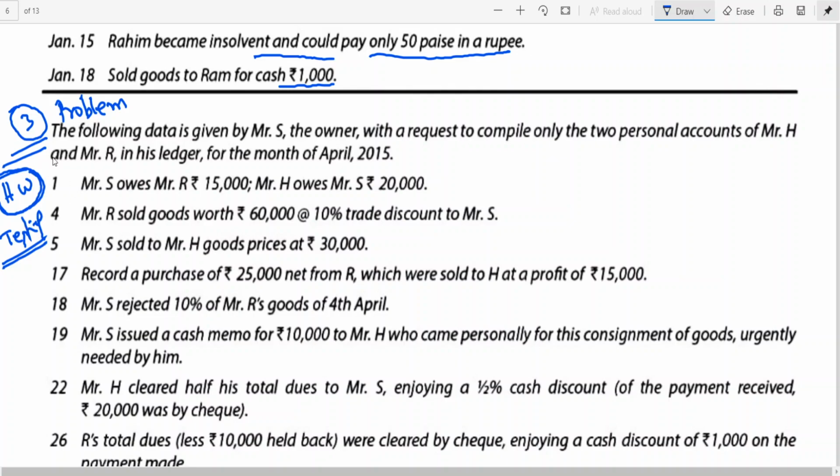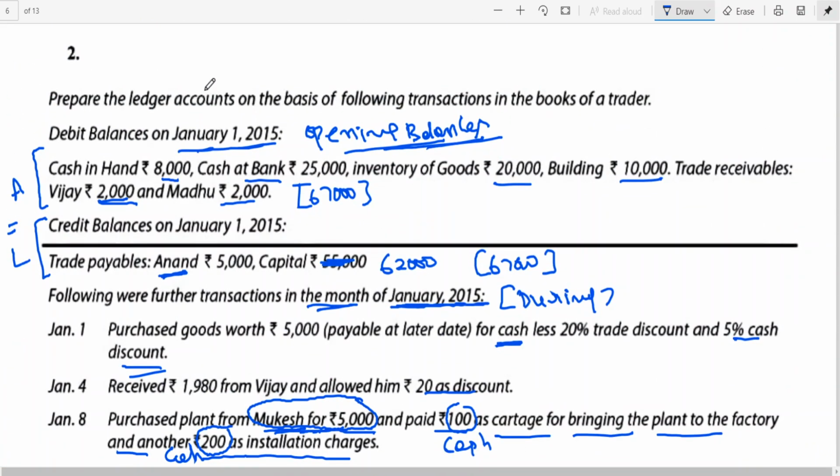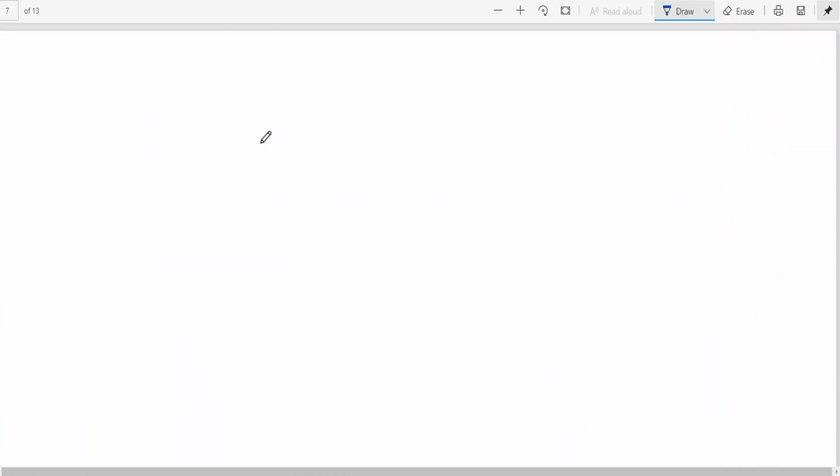So for the time being, I am not taking up this problem today. I am first focusing only on the second problem today, right? In fact, he is asking for ledger accounts, no? I think when he is asking for ledger, marks will be given only for ledger.